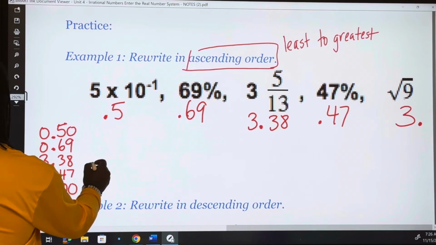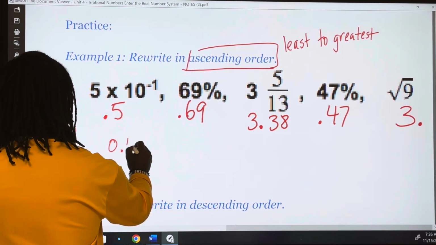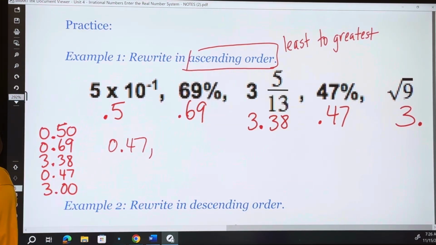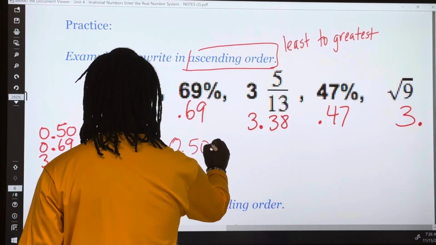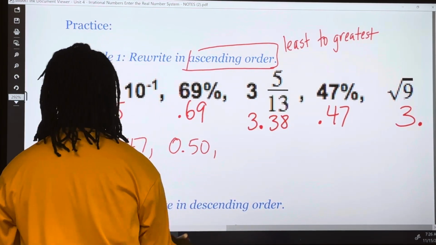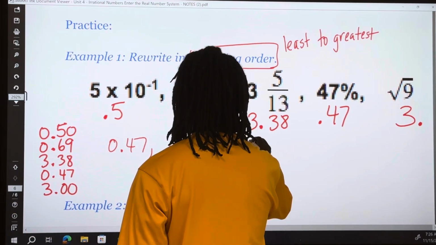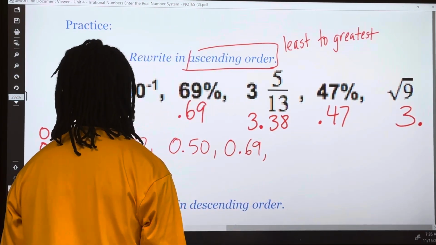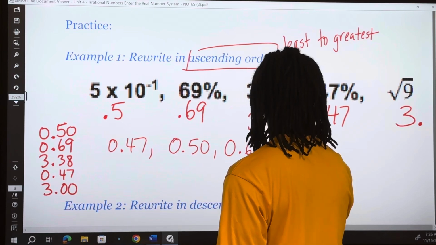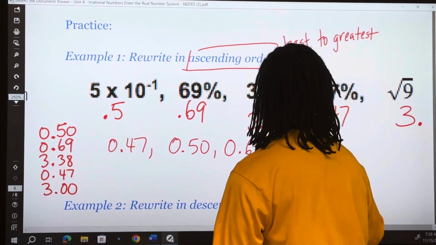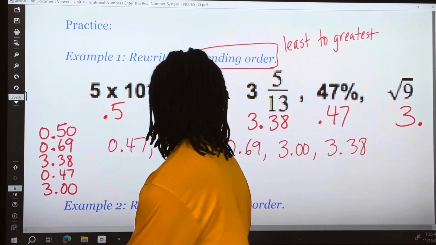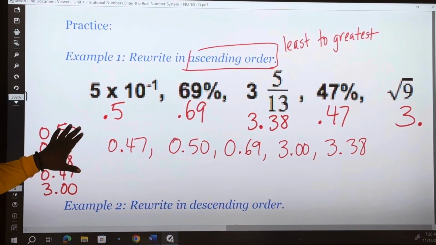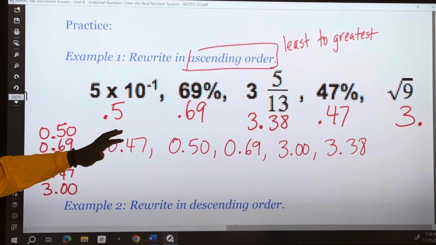So starting with the smallest, that would be 0.47. Then we got 0.50. Then we got 0.69. Then we got 3. Then we got 3.38.